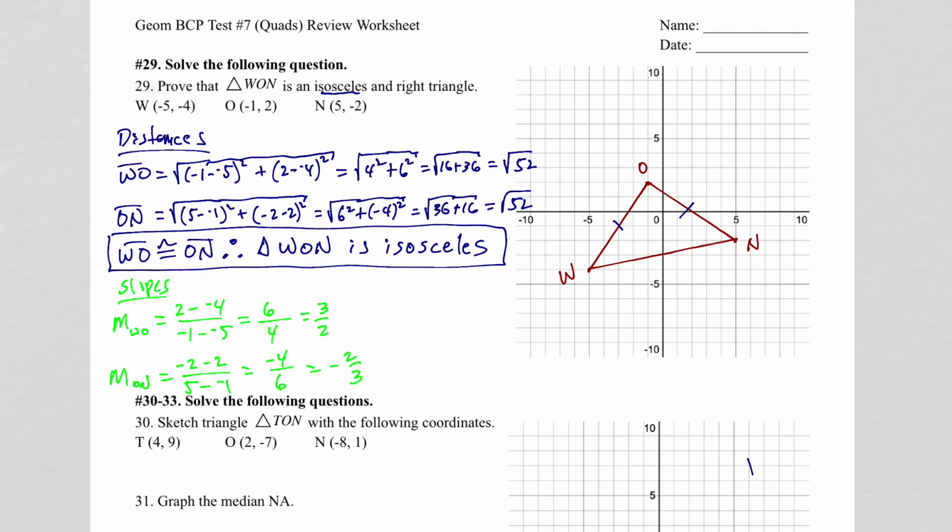Because of that, we say that WO is perpendicular to ON. Therefore, triangle WON is a right triangle. And we show that with this here.